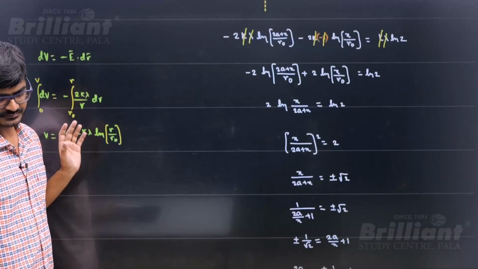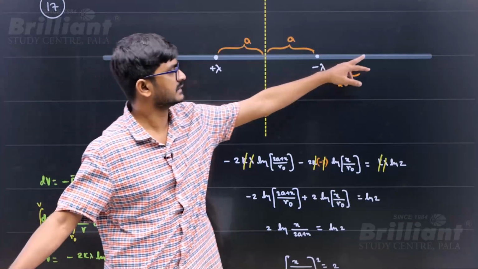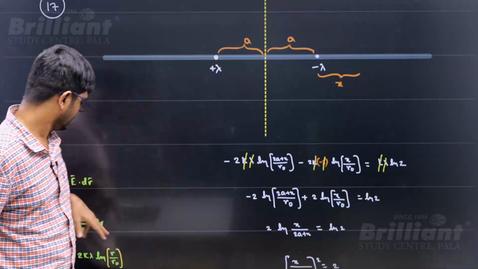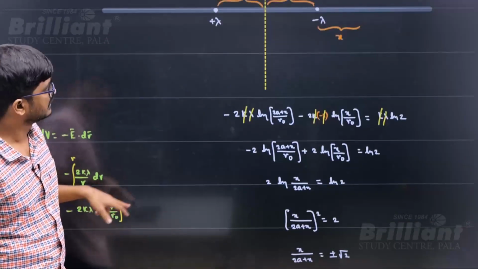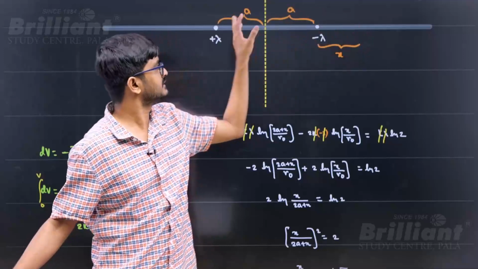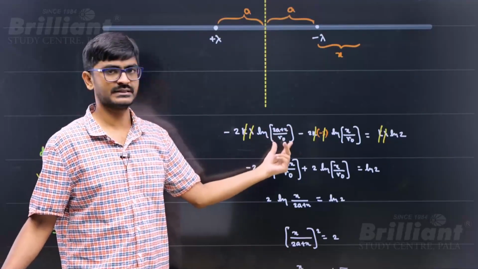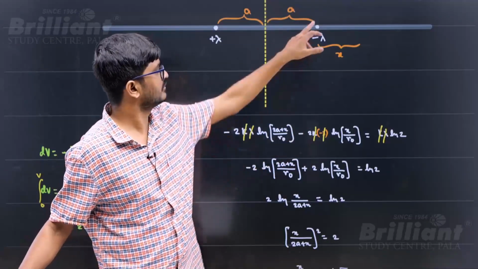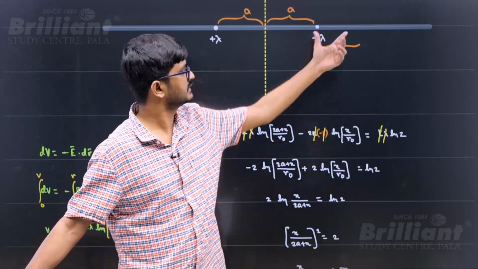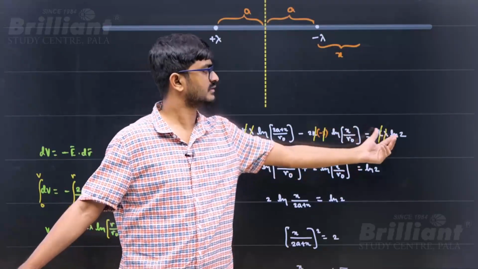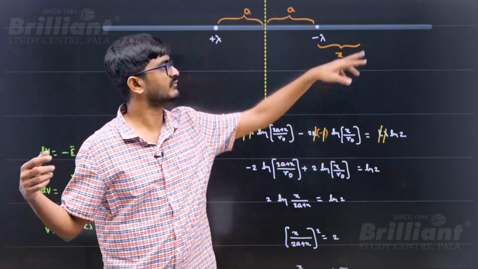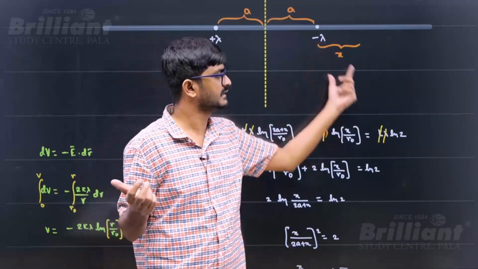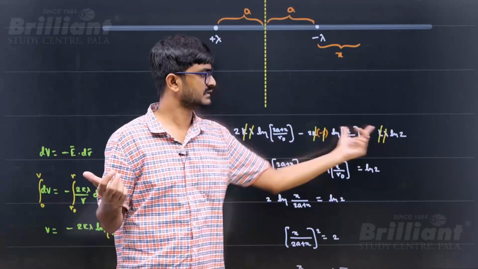Now if I want to find the potential here, it will be because of this one plus this one. What will be the potential because of this one? Minus 2k lambda into log of this distance, which is 2a plus x, by some reference value. Minus in this, you'll be getting 2k into minus lambda into log of this distance by r naught. That equals the given potential. I am checking where it will be equal to the given potential. This is the potential due to the first, this is the potential due to the second, and total potential equals the required potential.